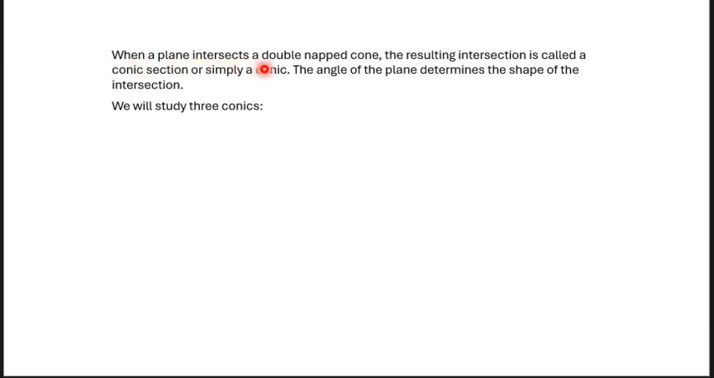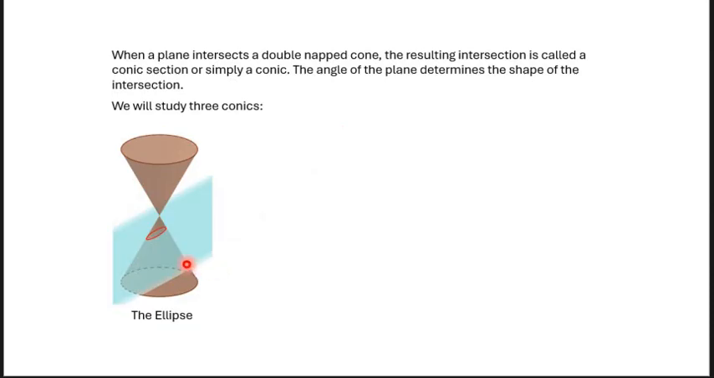When a plane intersects a double-naped cone, the resulting intersection is called a conic section, or simply a conic. The angle of the plane determines the shape of the intersection. We will study 3 of these conics.